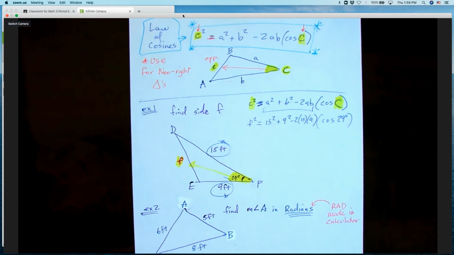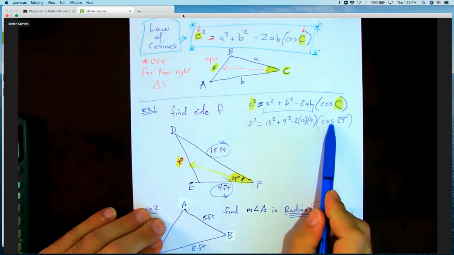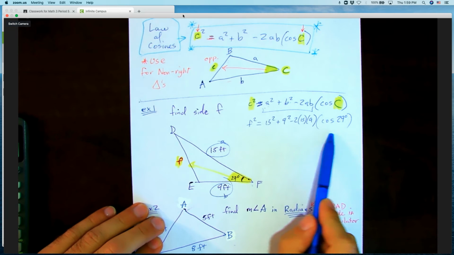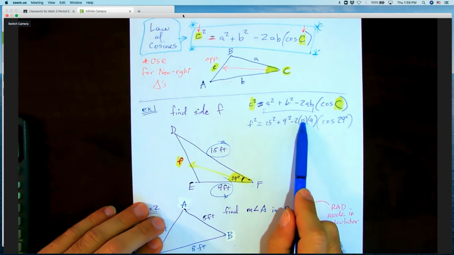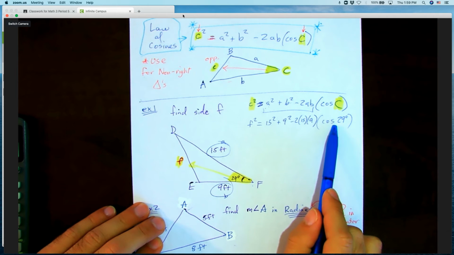You might look at that and be like, I hate it already. I hate it. It's okay. We can still do it. Because if I look at this, the cosine of 29, I'm going to figure out right now. It's going to be some decimal. Negative 2 times 15 times 9, I could work all that out, multiply it by whatever that cosine ends up being.